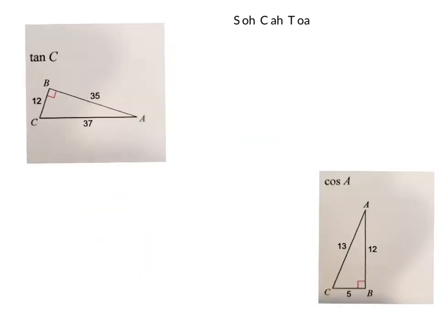Okay, last two problems. And let's see, the top one, we are asked to find the tangent of C. So C is my reference angle. When I go to label the triangle, the hypotenuse is 37, the opposite is 35, and the 12 is the adjacent. Tangent is the TOA part.